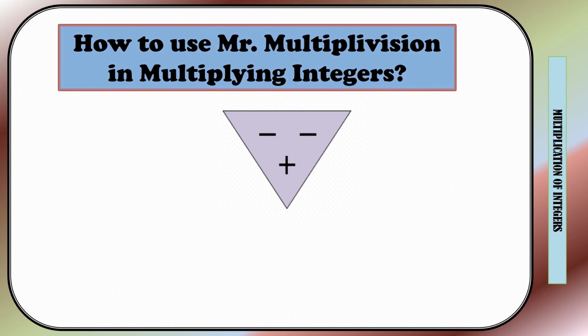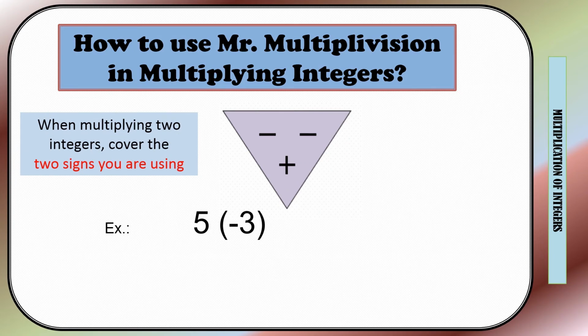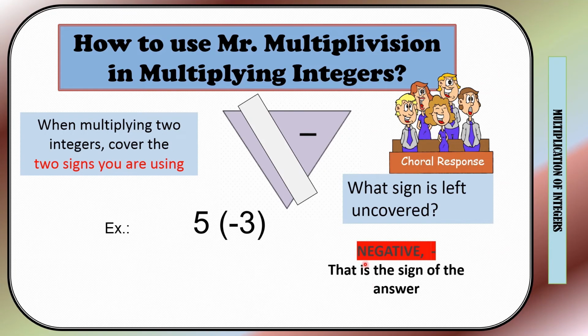So here is Mr. Multiplication. If the given is 5 times negative 3, when multiplying two integers, what you have to do is to cover the two signs you are using. You have here positive 5 and negative 3, so you will use positive and negative. Just cover it. Then, after covering, what sign is left uncovered? Yes, that is negative. And that is the sign that you're going to use in your answer. It's just as simple as that. So 5 times negative 3 is equal to negative 15. We base that on the sign that is left uncovered.